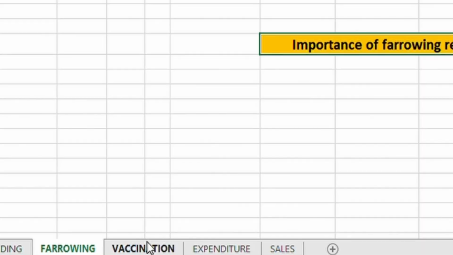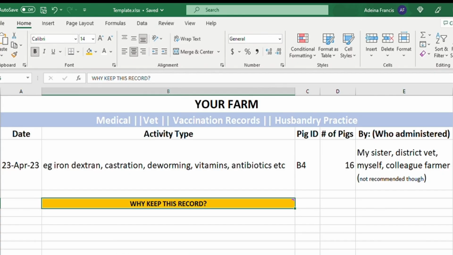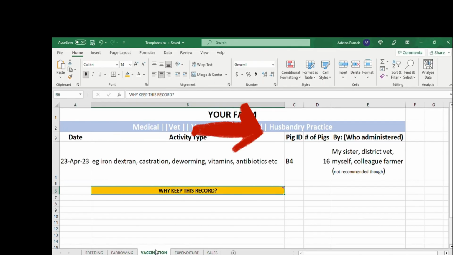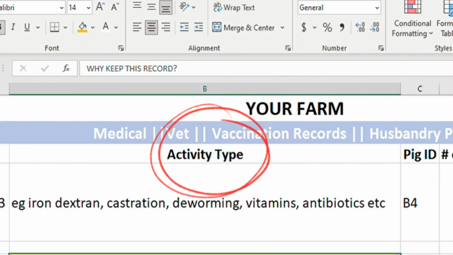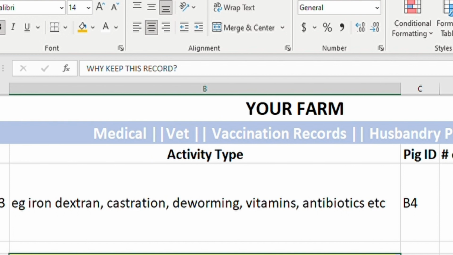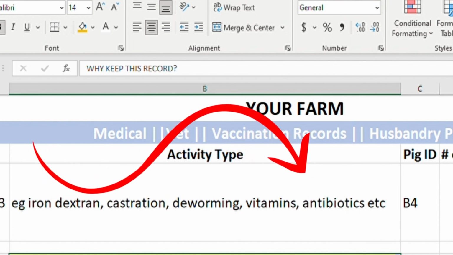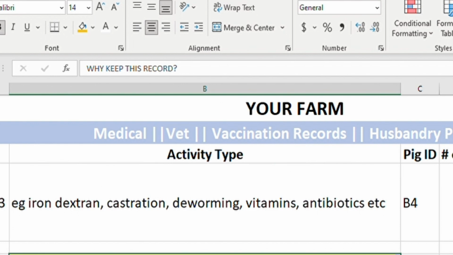So the third thing we also look at is the vaccination. You can name it as vaccination records, or husbandry practices, or medical and veterinary practices. You can also group them into date, activity type, pig ID, number of pigs, and then by who. The date is when you undertook that particular activity. And the activities could be that you gave iron to your piglet, you castrated them, you dewormed them, you even gave vitamins or antibiotics. Did you clip their teeth?